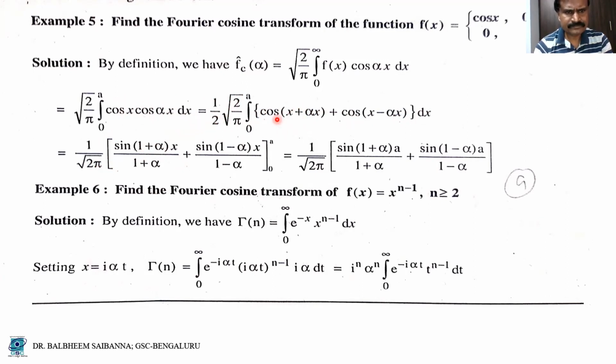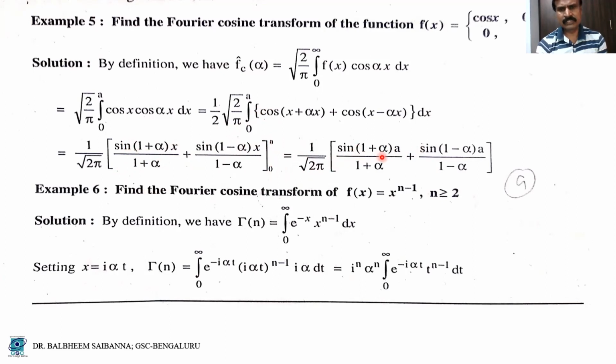Then integrate cos, writing once more: 1 plus alpha times x, and 1 minus alpha times x. Integrating with respect to x, the integration of cos is sine, so we get sine of 1 plus alpha x by 1 plus alpha, plus sine of 1 minus alpha x by 1 minus alpha, over 0 to a. Wherever x is there, substitute the upper limit a and the lower limit 0. With 1 by root pi as it is, we substitute x equal to a here.